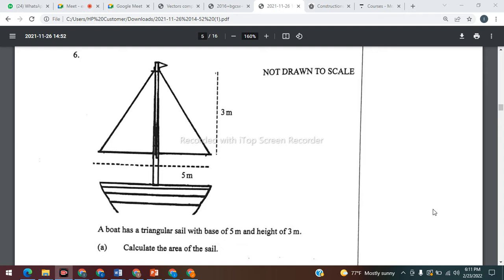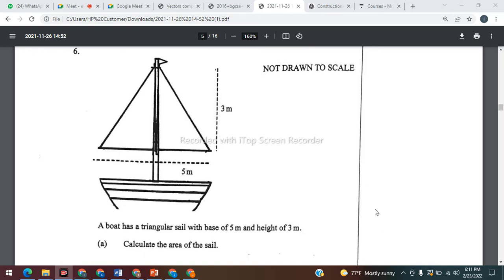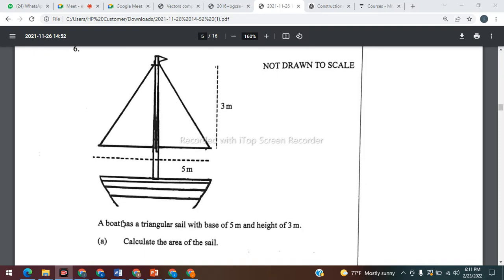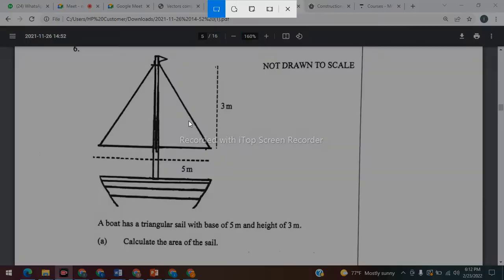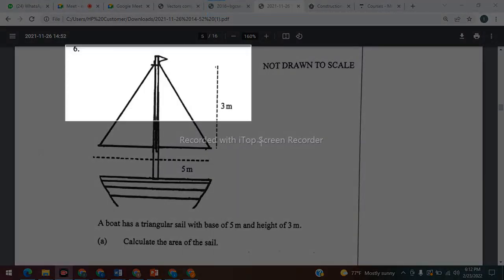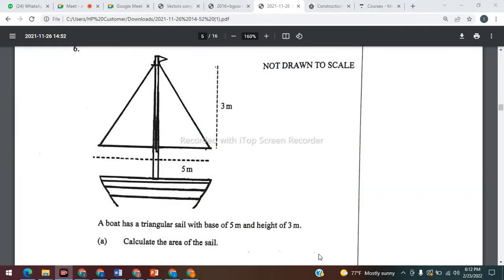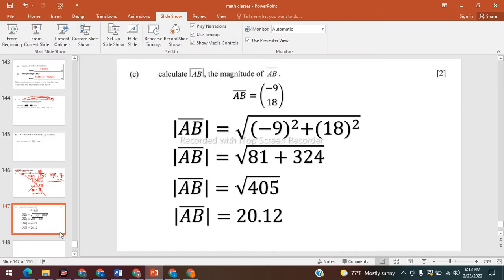All right. So it says here, a boat has a triangular sail with base 5 meters and height of 3 meters. Calculate the area of the sail. So we're dealing with a boat that has a triangular sail. It's very important that they tell us the shape of the sail.